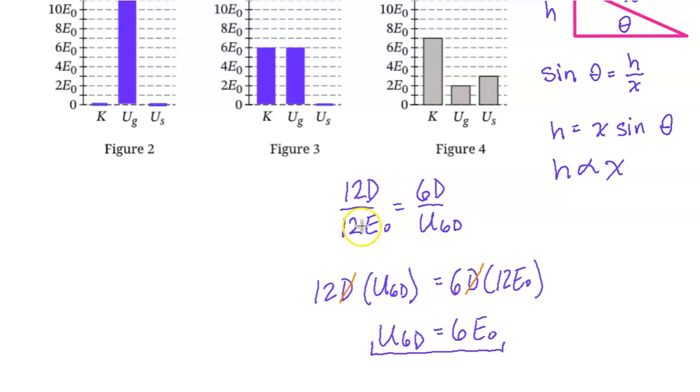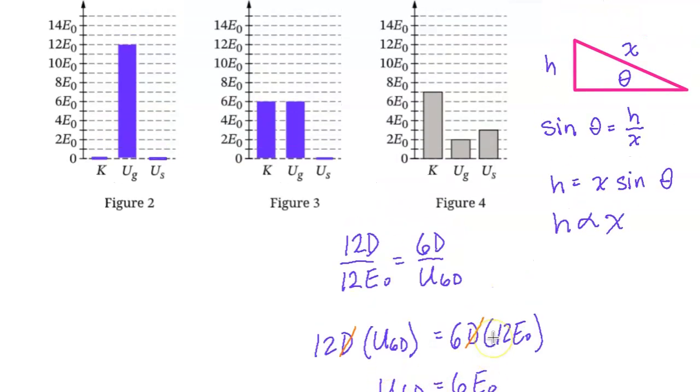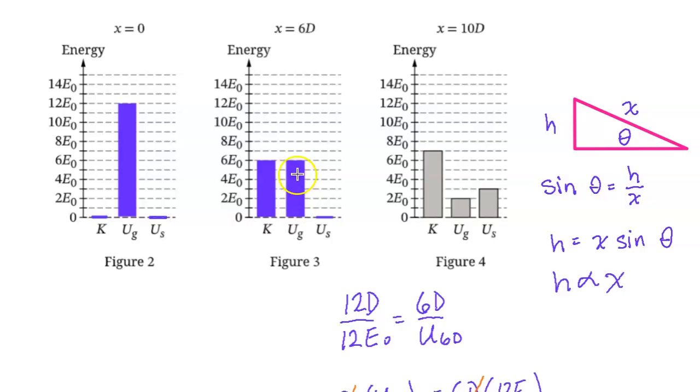So I'm going to cross multiply, and I get 12d times the gravitational potential energy at 6d is equal to 6d times 12 e naught. Notice the d's cancel out, and so we see that at position 6d, the gravitational potential energy is equal to 6 e naught. And so we're going to draw 6 e naught of energy for gravitational potential energy because the total amount of mechanical energy needs to add up to 12 e naught. The kinetic energy has to be 6, so 6 plus 6, we end up with 12 e naught of energy.